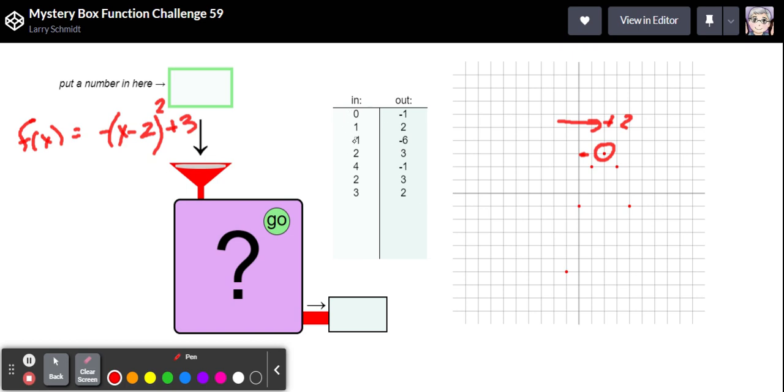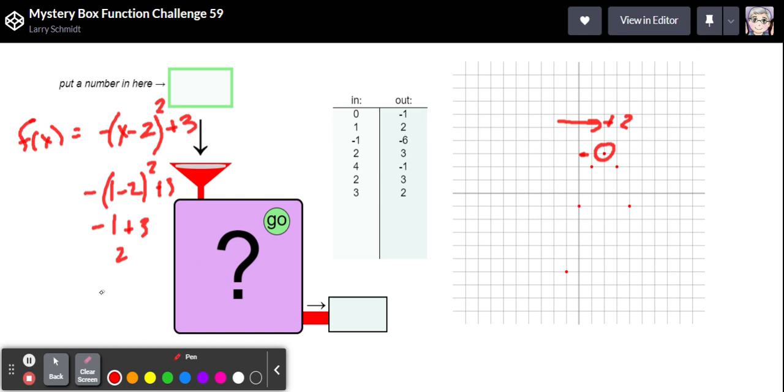First of all, let's check with a number up here. I'm going to put in a 1. And if we put in a 1, 1 minus 2 squared, but negative, and +3. So 1 minus 2 is -1. You square that, you get a positive 1. But then you put this negative sign on it, so that comes out to a -1 plus 3. So 1 should give us 2. And it does.